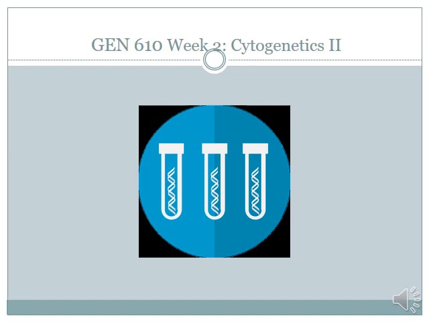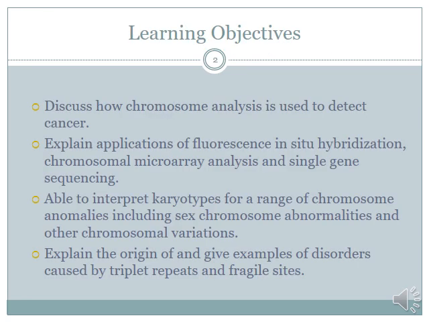This is week 2 in Genetics 610, and the title is Cytogenetics, Part 2. The learning objectives for this week are to discuss how chromosome analysis is used to detect cancer, to explain applications of fluorescence in situ hybridization, chromosomal microarray analysis, and single gene sequencing, to be able to interpret karyotypes for a range of chromosome anomalies, including sex chromosome abnormalities and other chromosomal variations, and to explain the origin of and give examples of disorders caused by triplet repeats and fragile sites.